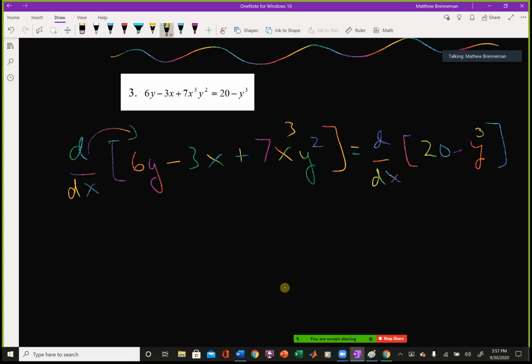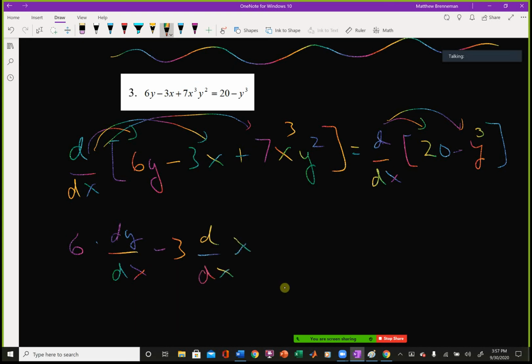Okay, I'm going to go ahead and distribute. And I'm going to take out constant multiples, right? So I'm going to get 6 dy/dx minus 3 dx/dx plus 7 d/dx of x cubed y squared. And of course, on the right-hand side, the derivative of 20 is 0, right? So I get minus d/dx of y cubed.